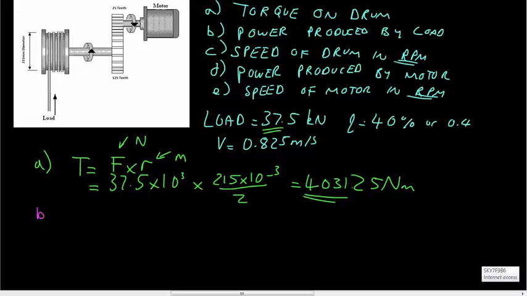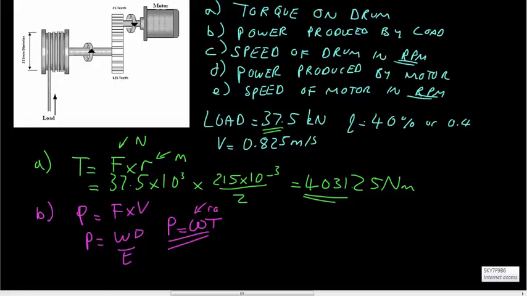Part B. It asks for the power produced by the load. Now, we have a few formulas for power. We know power is force times velocity. Power is work done over time. And power is also equal to omega T. Now, we know T and we can find omega, so this is the formula we're going to use. So, omega. Remember omega, that is always in radians per second. However, we've been given a linear velocity, so we need to convert that.